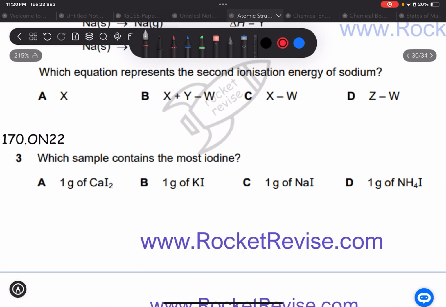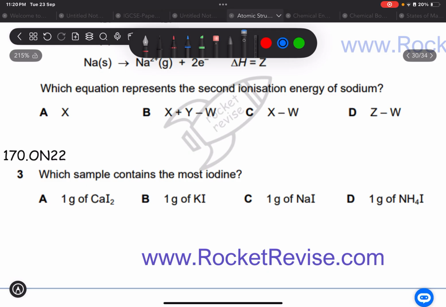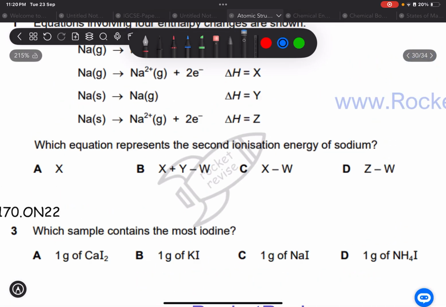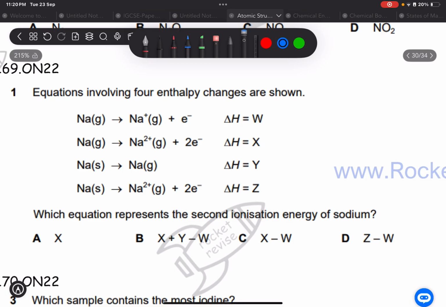Which sample contains the most iodine? Okay, I guess this is related to a bit of moles, because we have to work out a little bit with moles. You have to know the masses and everything, so we're not going to do this. Let's move on to this question related to ionization energies, and this is a really interesting question.